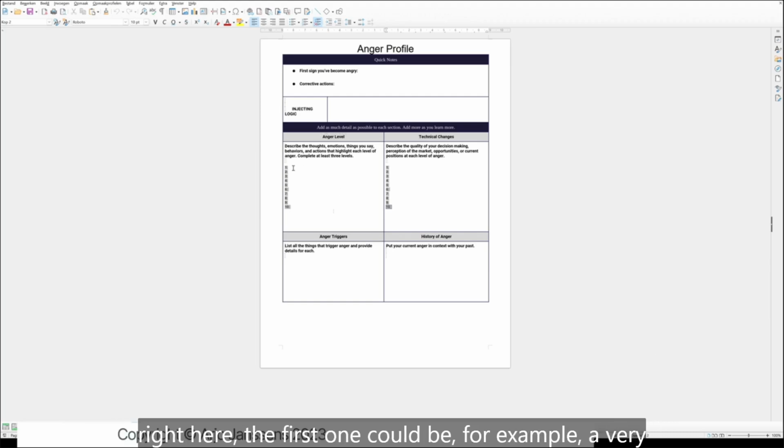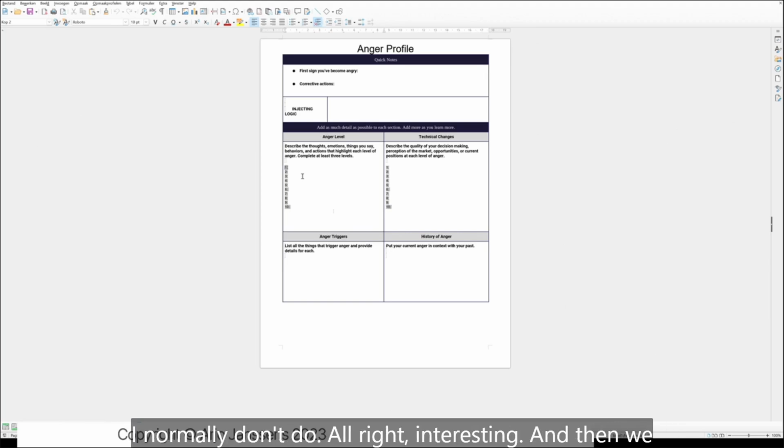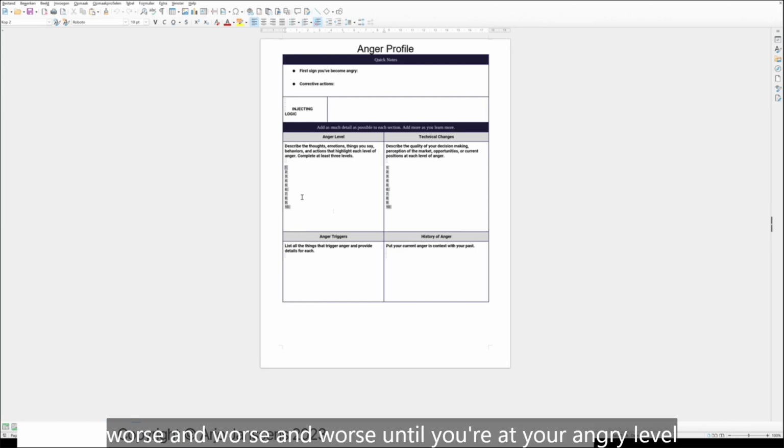So right here, the first one could be, for example, a very small sign, as in I am tapping my feet on the ground, which I normally don't do. All right, interesting. And then we slowly start to develop more signs of that cycle. So the second one eventually could be something like, all right, I'm slowly getting a headache. I'm very tensed up. All right, interesting. And then eventually it gets worse and worse until you're at your angry level and you start tilting and you lose control, etc.